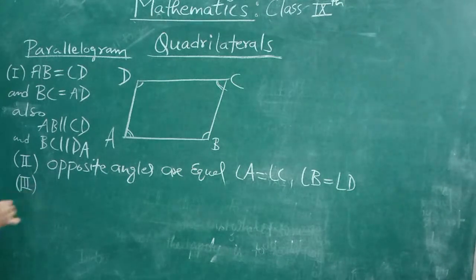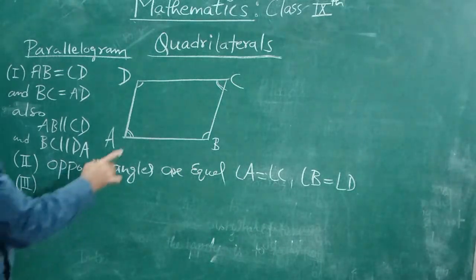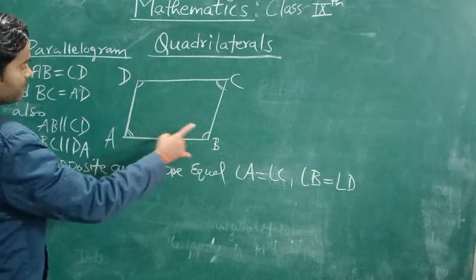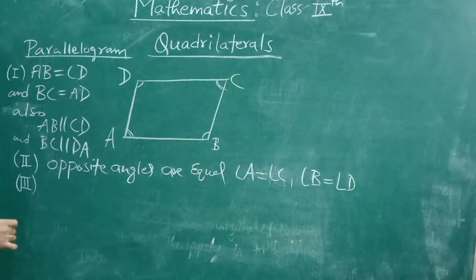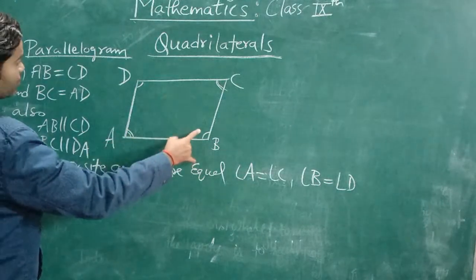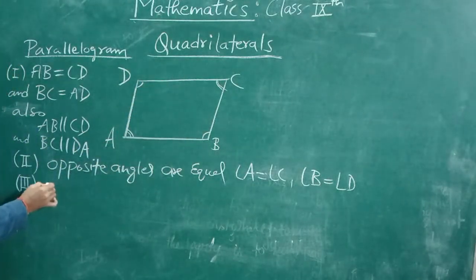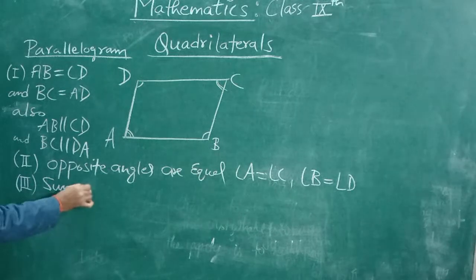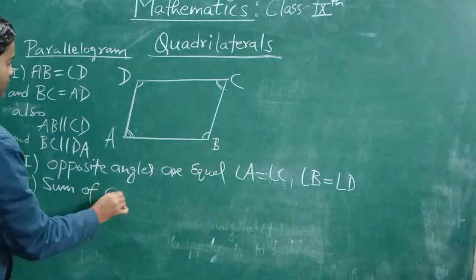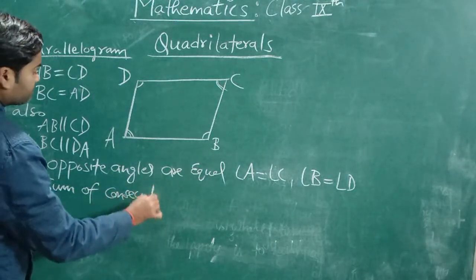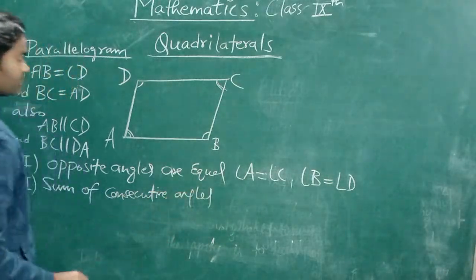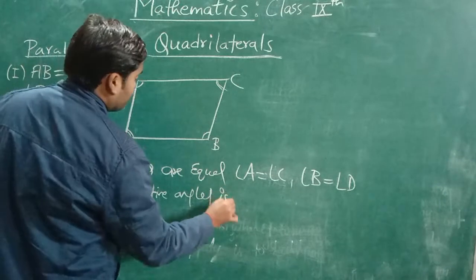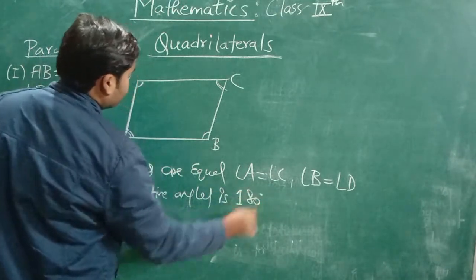The sum of any two consecutive angles is 180 degrees. The sum of any two consecutive angles is 180 degrees. Sum of consecutive angles is 180 degrees.